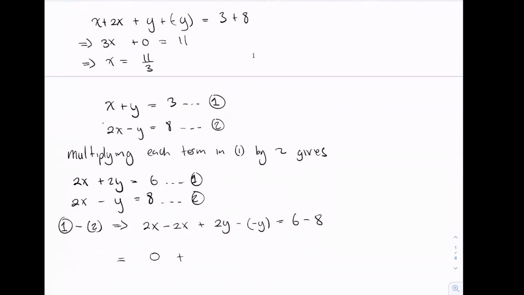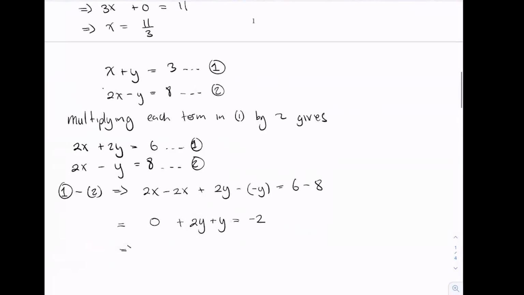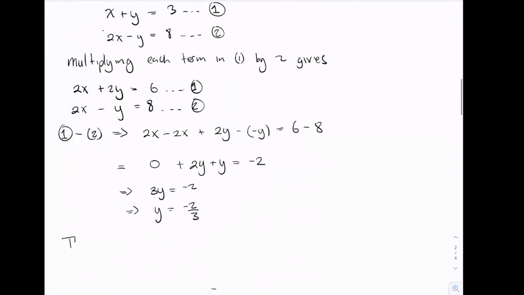So here, this gives me 2y plus y equals 6 take away 8 is equal to negative 2, which now means that we can take our 3y and we can equate that to negative 2, which means that if I transpose for y, I end up with negative 2 divided by 3, and thus we have solved for both x and y.